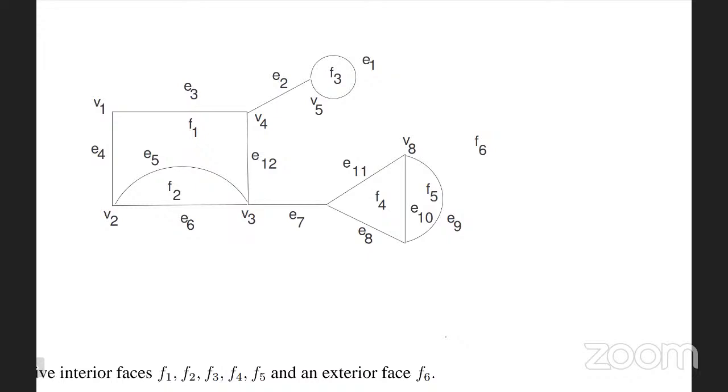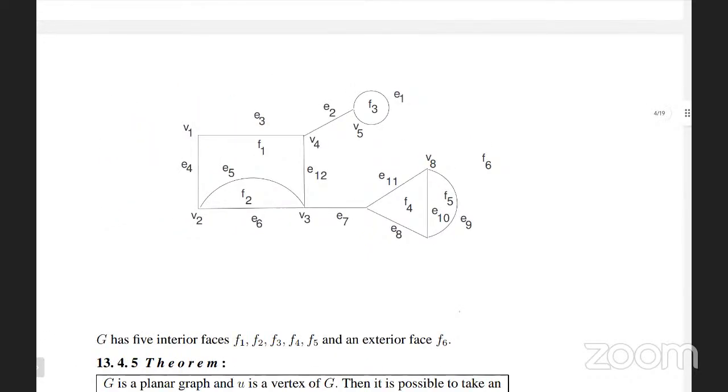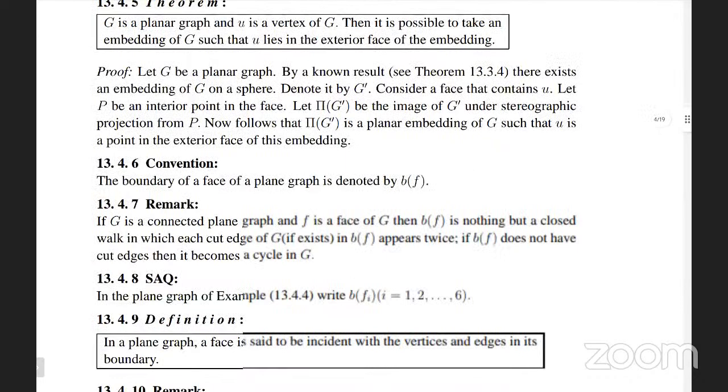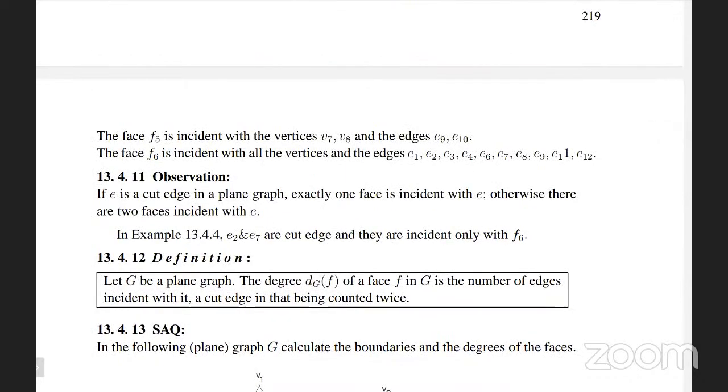It means the outside region is also considered incident, because it is connected with the vertices and edges. That is an external region, maybe, but it is incident because it is connected to one of the plane regions. And E6, E2 and E7, if I cut the edges, are incident only with F6. That is only a specific observation.